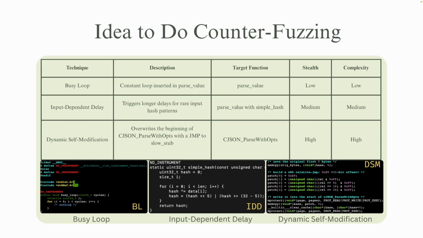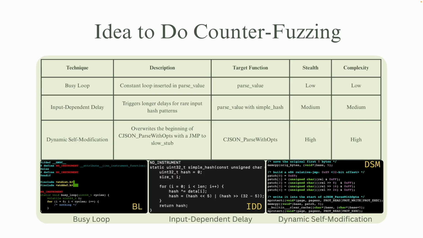The key point is that the delay is inserted without being detected by the fuzzer because of the no instrument directive, which prevents coverage-guided fuzzers from analyzing the loop itself. The IDD technique introduces the delay based on the hash of the input data. We use a portion of the input data, hash it, and if the hash meets a specific condition, such as matching a bit pattern, we trigger a time-consuming function like BusyLoop.